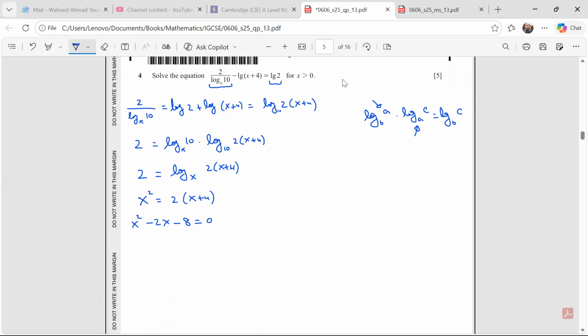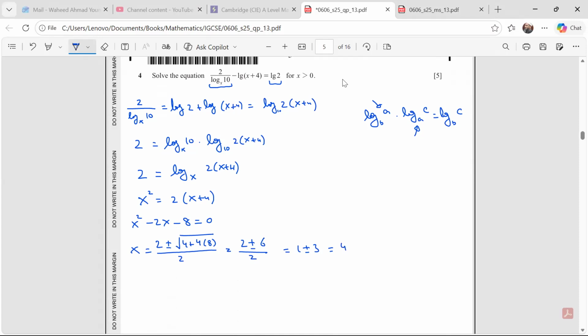Let's solve them using the quadratic formula. x equals minus b, so it will become 2, plus or minus the root of b squared, which is 4, minus 4ac, 4 times 1 times c, which is minus 8. This will become plus 4 times 8, divided by 2a, a is 1, that is 2. So this is 2 plus or minus the root of 36, and the root is 6, over 2. If I divide by 2, it will become 1 plus or minus 3. So there will be 2 answers.